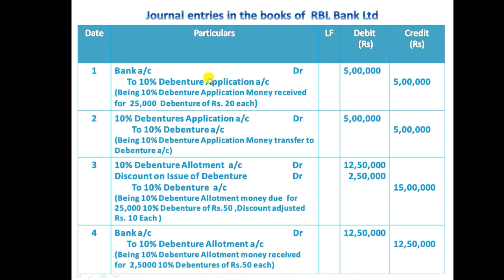As you note here, in the first installment, the company received application money, then application money was transferred to debenture account. In the second installment, the company transferred the allotment money to debenture account, then the company collected. The reason is, in the first installment, the company doesn't know who is the debenture holder. That's why the company collected first and transferred. After receiving the applications, now the company knows who is the debenture holder. So the company will transfer the allotment money to debenture, then the company will collect the second installment.